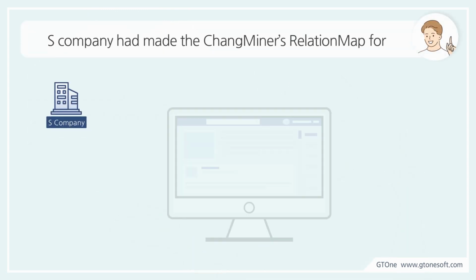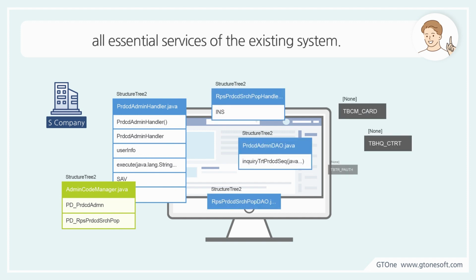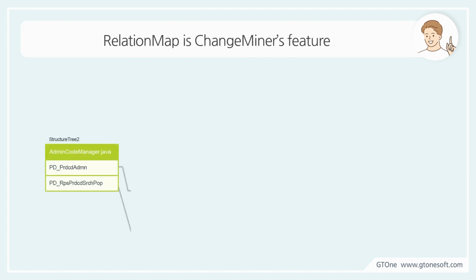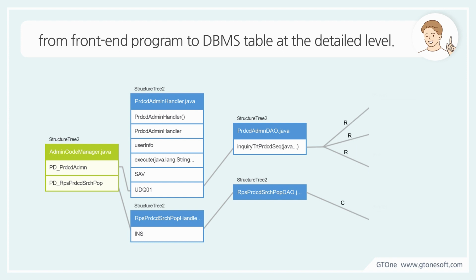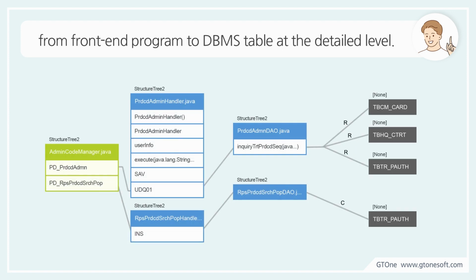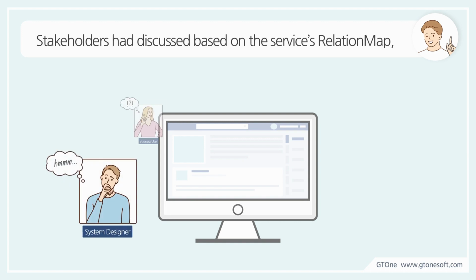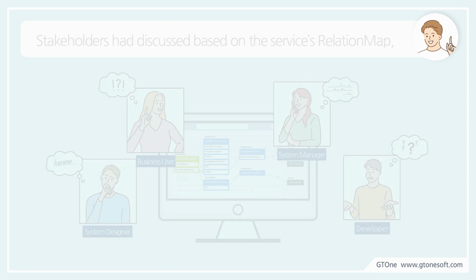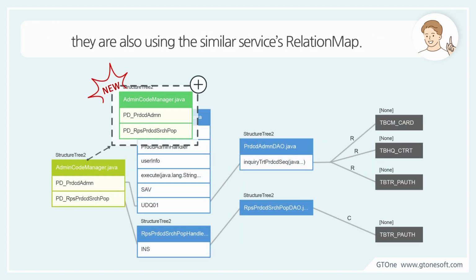S company had made the ChangeMiner RelationMap for all essential services of the existing system. RelationMap is a ChangeMiner feature that can visualize all the service structure from the front-end program to the DBMS table at the detailed level. To change the existing service, stakeholders discussed based on the service's relation map. And to add a new service, they also use a similar service's relation map.